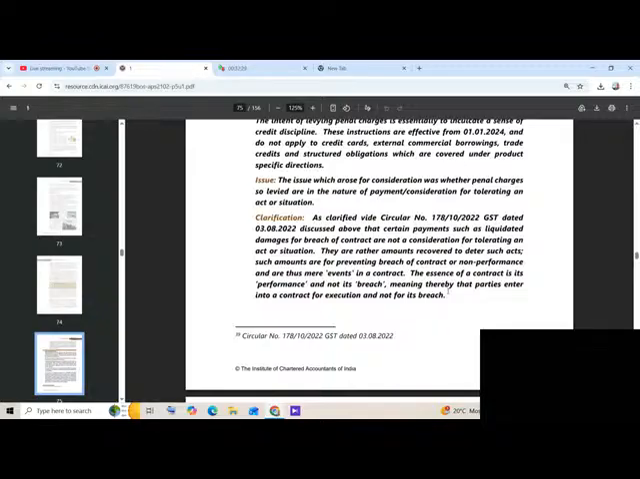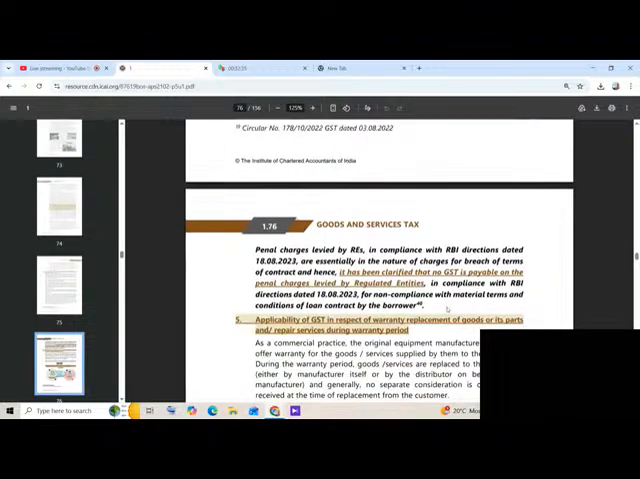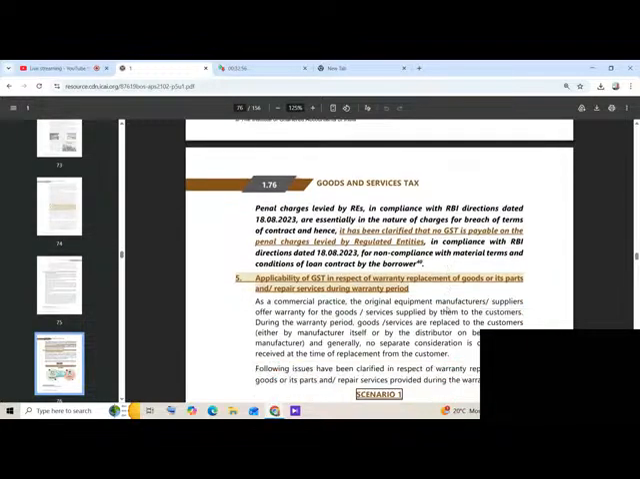The essence of a contract is its performance and not its breach, meaning thereby that parties enter into a contract for execution and not for its breach. Penal charges levied by REs in compliance with RBI directions are essentially in the nature of charges for breach of terms of contract, and hence it has been clarified that no GST is payable on the penal charges levied by the regulated entities in compliance with RBI direction for non-compliance with material terms and conditions of a loan contract by the borrower.